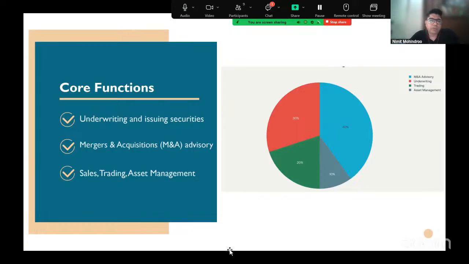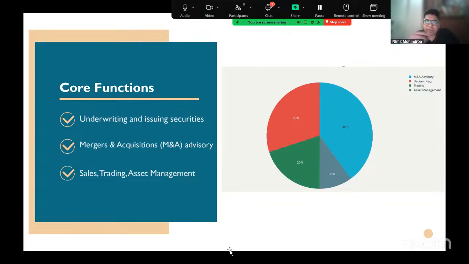The core functions of investment banking are underwriting and issuing securities, which is also known as capital raising, so capital raising and underwriting and issuing securities are one and the same thing. Then mergers and acquisitions advisory, which is also one of the core functions. Sales and trading is another, and then wealth and asset management. These are four core functions which you can take note of.